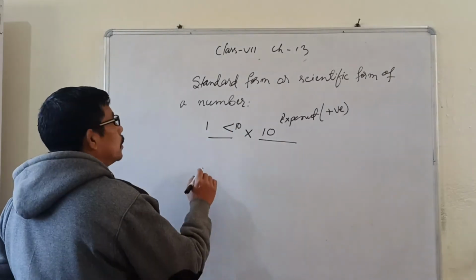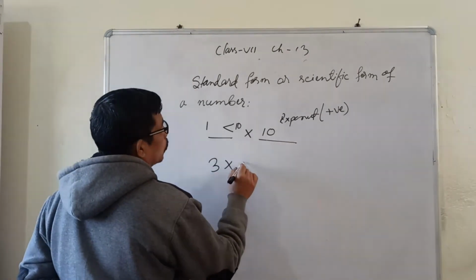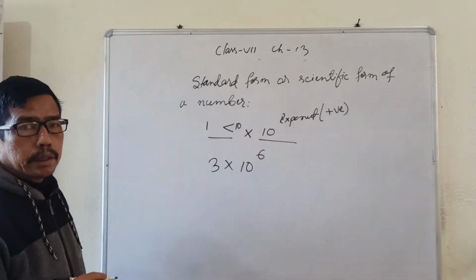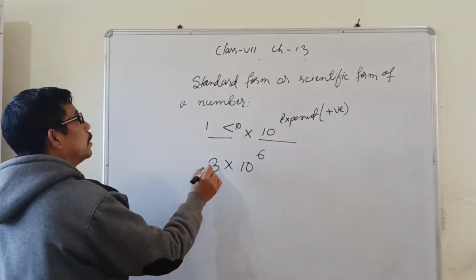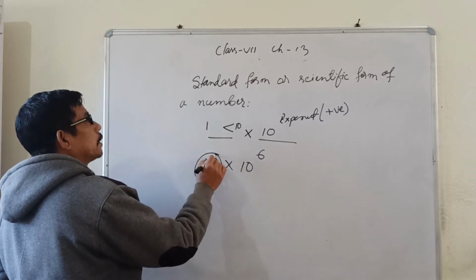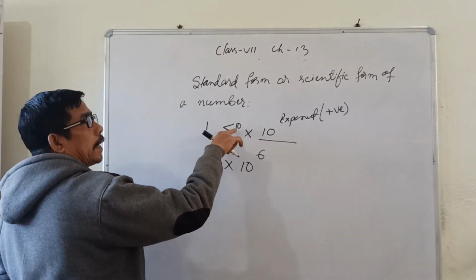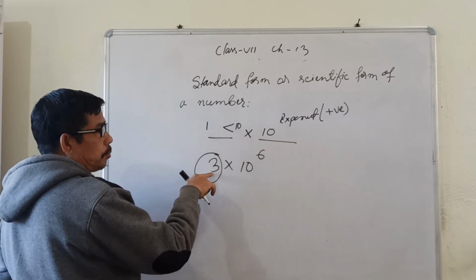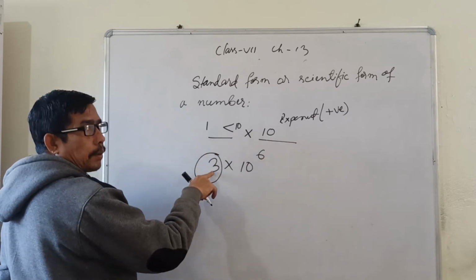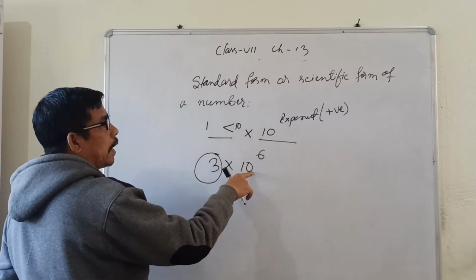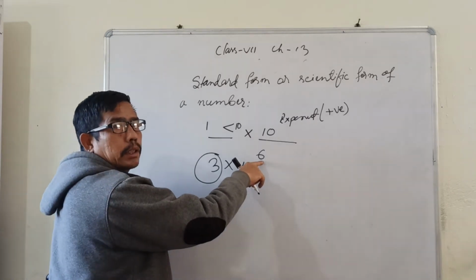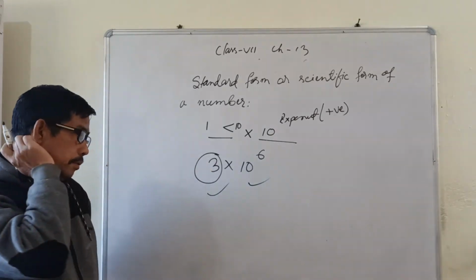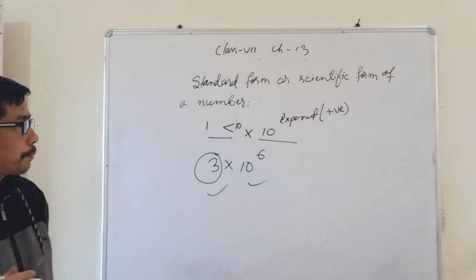For example, 3 into 10 raised 6. This is in the standard form because it satisfies the condition. The first number lies between 1 and 10. This number should not be less than 1 and it should be less than 10. Satisfied. And the second number should be 10 raised to some positive integer. So this satisfies. So this is an example of a number in the standard form.